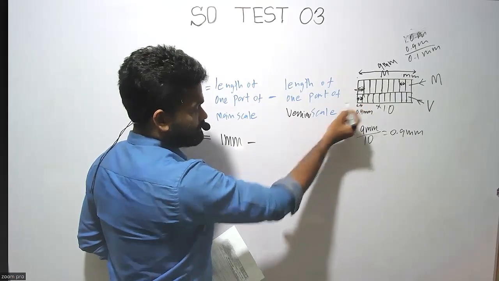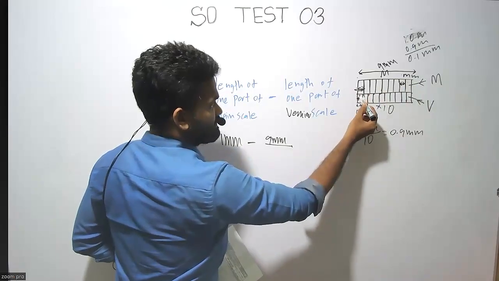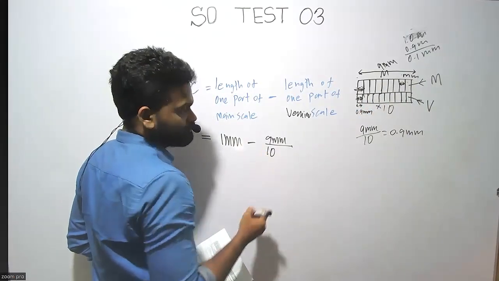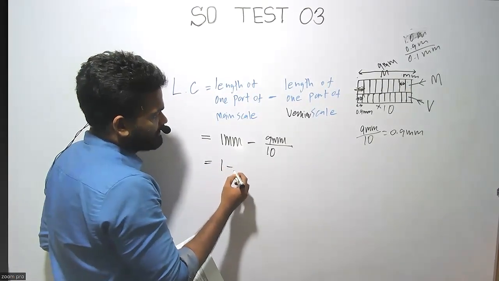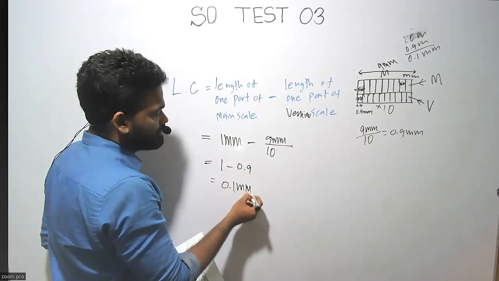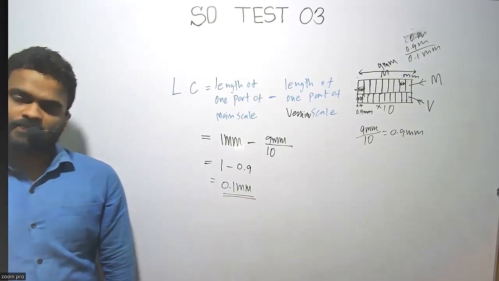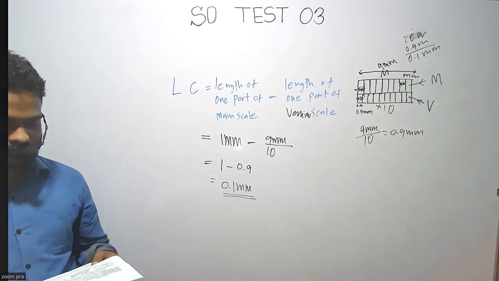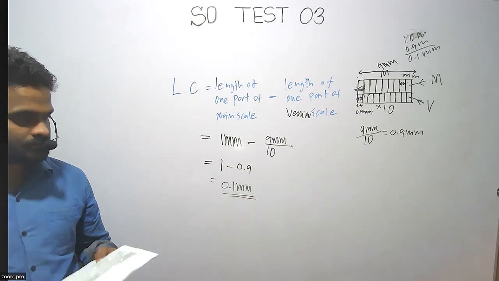So how do you find the length of one part of vernier scale? This 9 millimeter length is divided into 10 parts in the vernier scale. Okay, so what do you get? 1 minus 0.9, 0.1 millimeters. This way you can find the least count. Okay, so the answer is the third one.